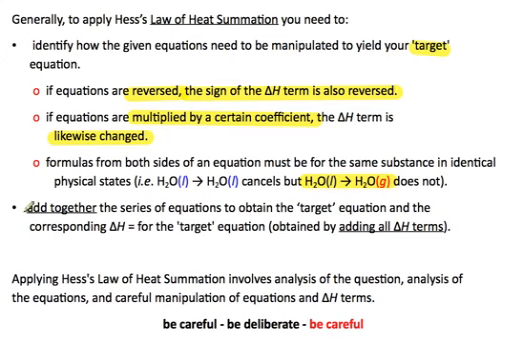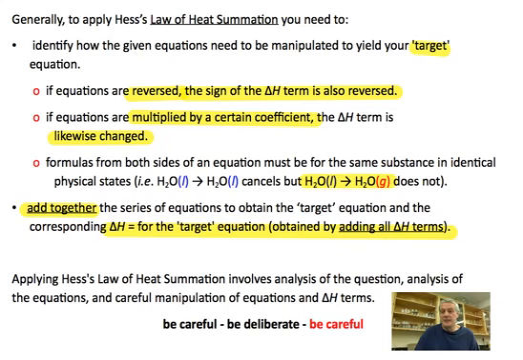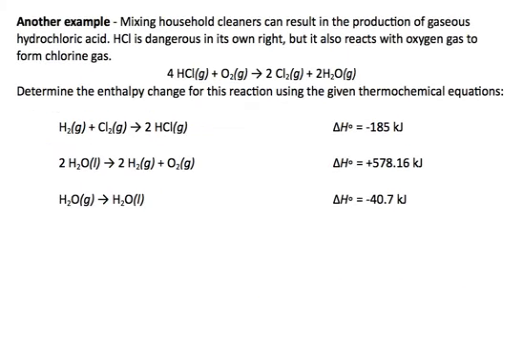And again, it's called Hess's law of heat summation. Add together the equations to obtain your target and add delta H's. And you get a delta H for that target equation. Basically, Hess's law is about analysis and manipulation of the equations in delta H's. You have to be careful, and you have to be deliberate, and you have to be careful some more. Let's just look at this last example.